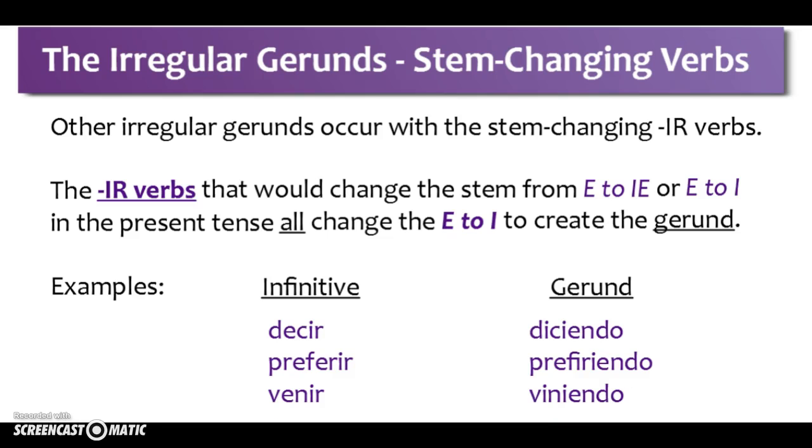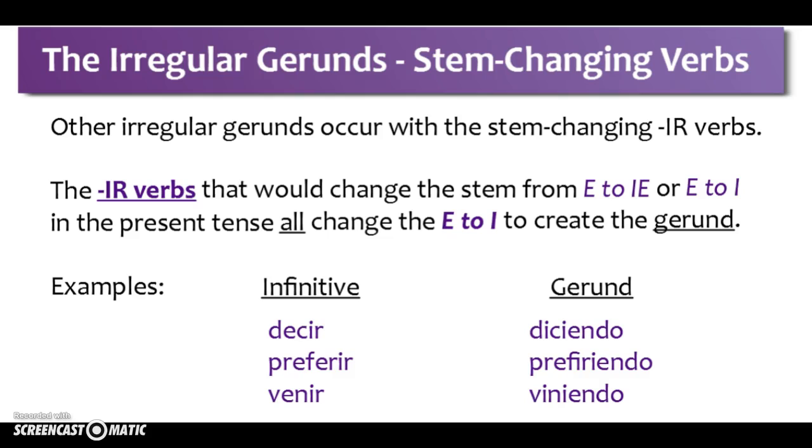The other types of irregular gerunds that we have are when we have a stem changing IR verb. This means that the IR verb in the present tense has a stem changing conjugation. We've looked at these before. We know that we have E to IE and E to I verbs, and we have O to UE verbs. First, let's take a look at the E to IE and E to I.